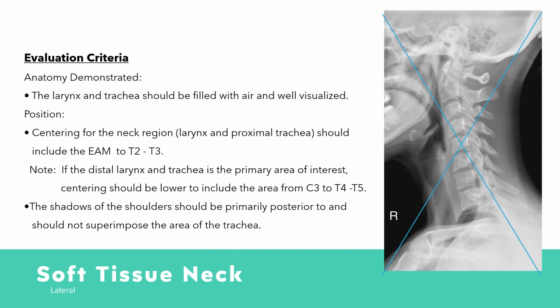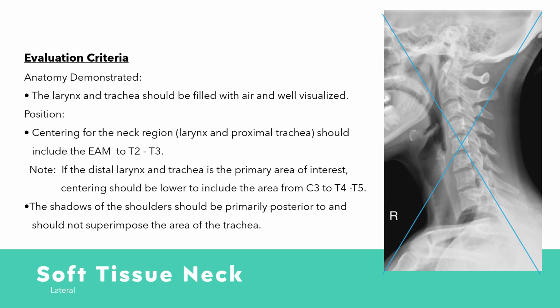Soft tissue neck lateral. The central ray should be perpendicular to C6, C7, which is the midpoint between the lower thyroid cartilage and the jugular notch. The evaluation criteria, anatomy demonstrated: the larynx and trachea should be filled with air and well visualized.